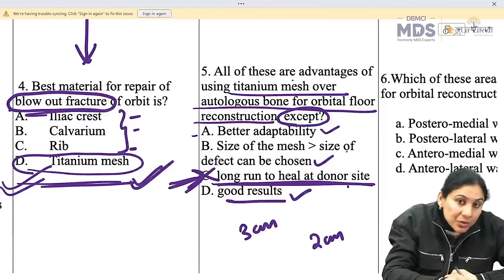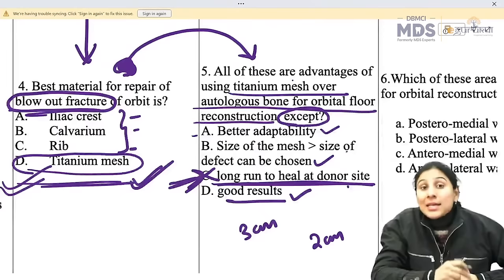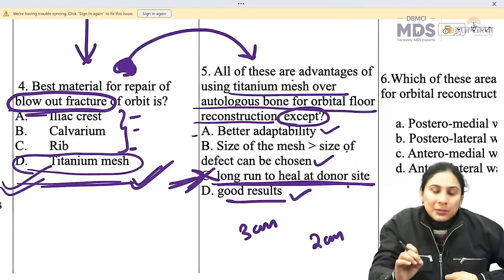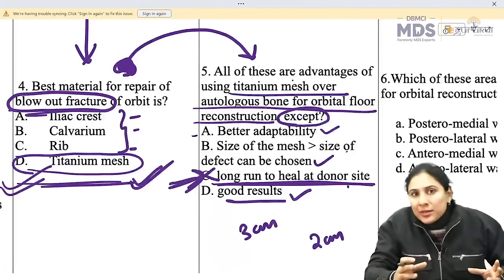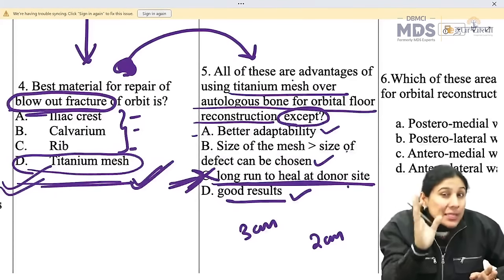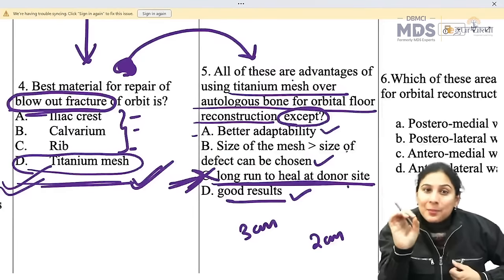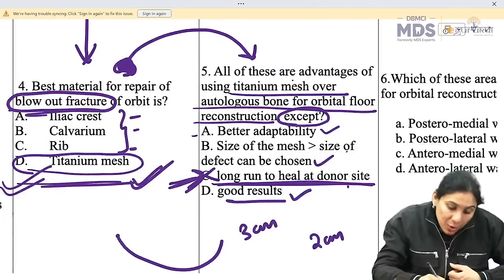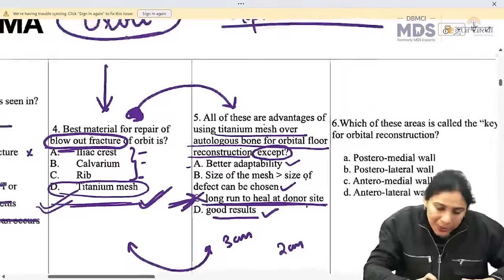If you have read your question properly, if you have read the explanation of this question properly, you will be able to answer this question. And I consider this a repeat question because the explanation is repeated. The topic is repeated. So this is counted as a repeat question. And mind you, 60% of questions will be repeated in the exam in this way or that way. So please read your explanations very, very properly.